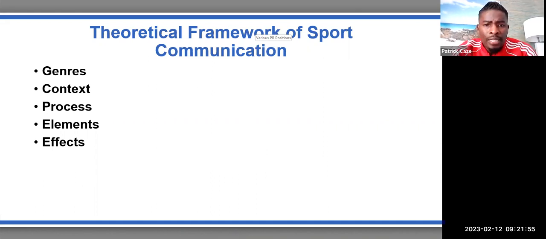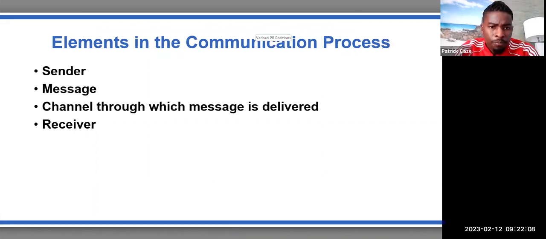Okay. But within that particular realm of communication, there are different frameworks. Okay. So we're going to look at some of the frameworks here, the genres, the context, process, elements, and effects. Okay. So some of the elements in the communication process, right? We have the sender, okay? The message, the channel through which the message is delivered, and the receiver. Now, these elements right here are elements that are in communication in general, okay?